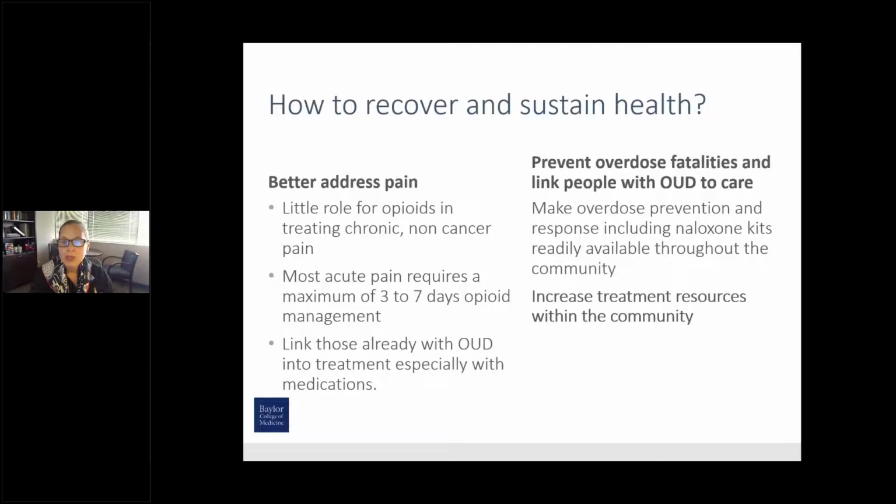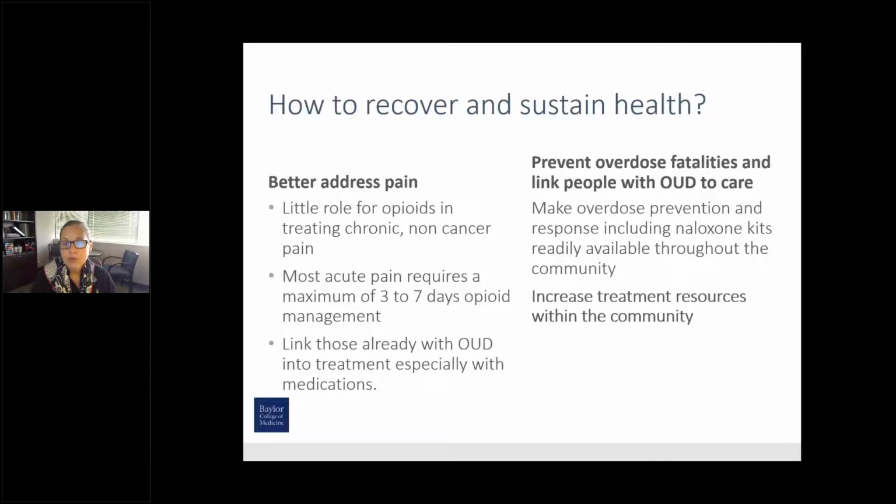So how do we help people recover and sustain health that have been impacted by opiate use or opiate use disorder? Well, we know that the opioid epidemic really kicked off with treating chronic pain with opioids. And so we really need to find better ways to address chronic pain, recognizing now that there's little role for opioids in treating chronic non-cancer pain, and that most acute pain requires at most 3 to 7 days of opioids for management. And then we definitely want to link those already with an opiate use disorder that have chronic pain into treatment, especially medication treatment.